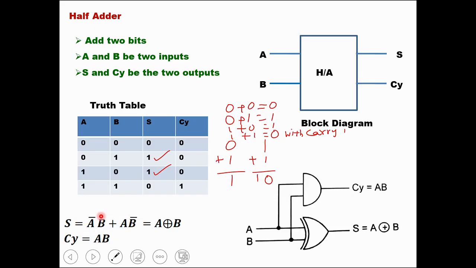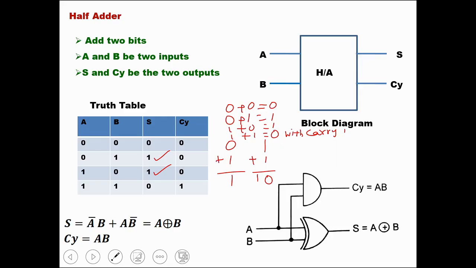So the product term consists of the number of variables. That variables may be in the complement form or normal form. So for the second output, A is equal to 1, so we will take A in normal form, and since B is equal to 0, we have to take B bar. So A bar B plus A B bar is equal to A XOR B, which forms the XOR gate expression. So now we will write the sum of products for carry.